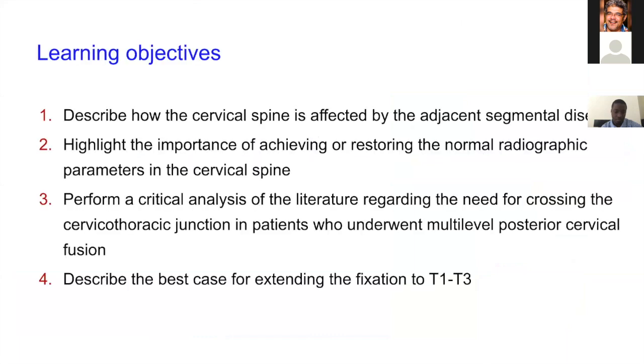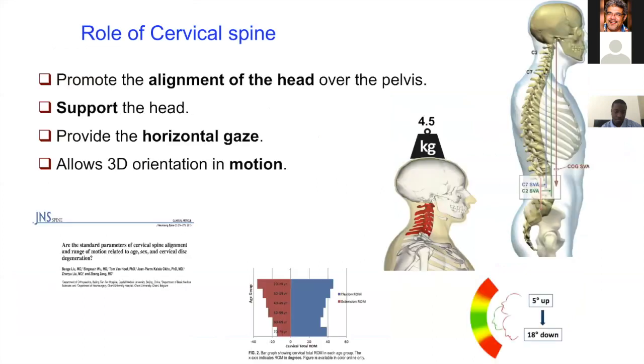I have no conflict of interest with this talk, and I will describe the influence of adjacent segment disease on the cervical spine, highlight the importance of achieving cervical spine alignment, and review the publications in PubMed, as Michael recently approached. The cervical spine promotes the alignment of the head over the pelvis, supports the head, allows a horizontal gaze, and a wide range of motion. It's always nice for us to keep this in mind.